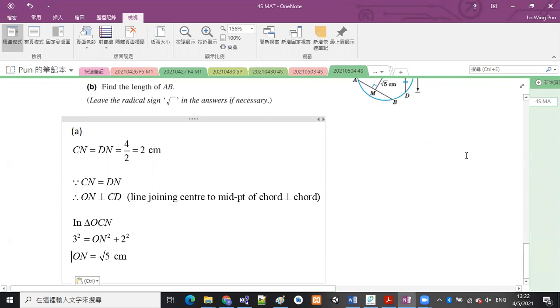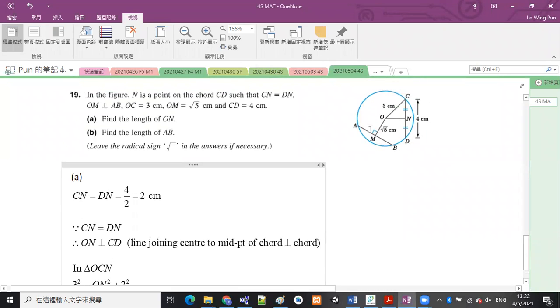Then part B, we want to find the length of AB. Because we have found that ON is equal to square root 5 cm, and OM is also square root 5 cm, and they are both the perpendicular distance, we can conclude that this chord AB and chord CD will be equal in length. So AB will be just equal to 4 cm, but we need to write down the reasons.